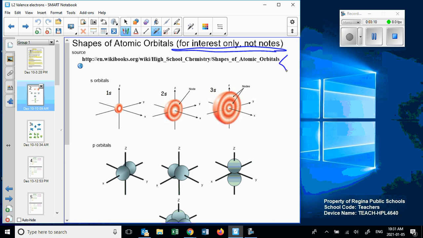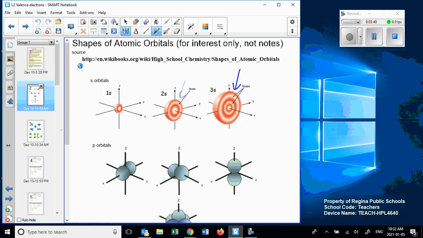There's my source. Now, I don't know if you've ever seen, Mr. Mallet has them at the back of his classroom, high up on top of his cabinets. I think he still does. He has the shapes of these orbitals on little stands. There's s, p, d, and f orbitals. The s orbitals have this spherical shape. 2s looks like a bigger sphere. 3s looks like an even bigger sphere.